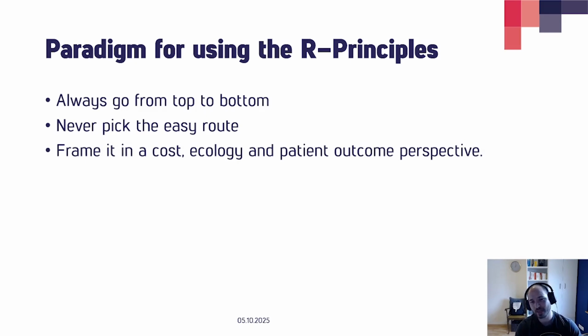Then frame it as cost, ecology, and patient outcome. The R principles were invented for environmental footprint. However, you can do the same thing for cost. It is exactly the same thing. Cost and environmental footprint savings are not diametrically opposed to each other. They usually correlate very well with each other. Reducing the material that you're using or avoiding doing something are prime cost saving examples. And you save cost and environmental footprint, and that is just perfect to get these things approved.